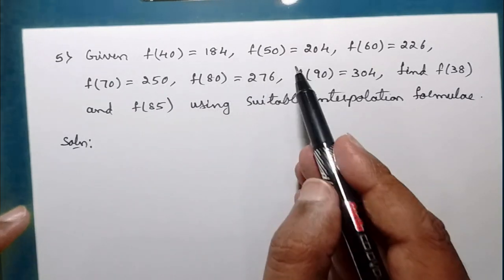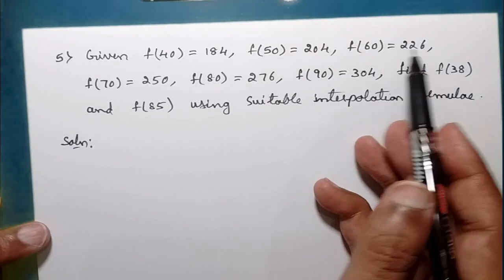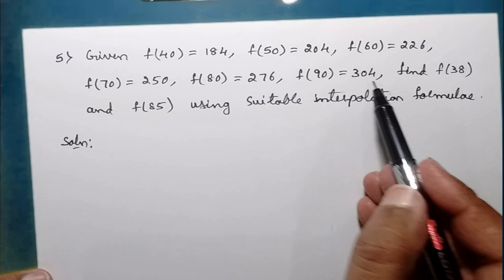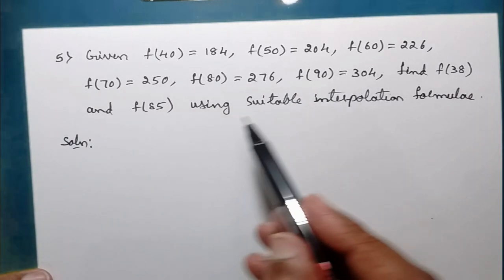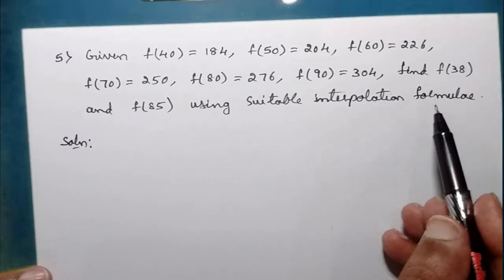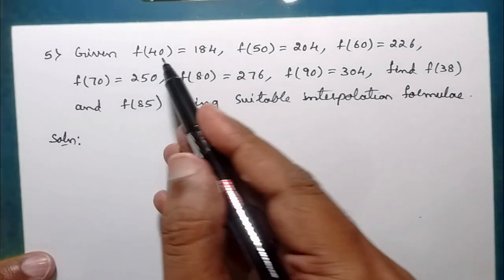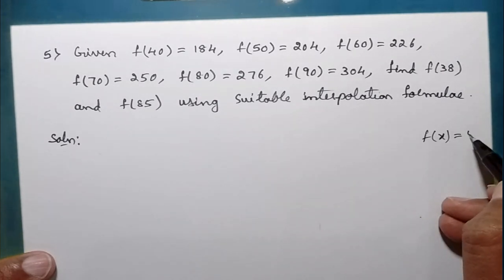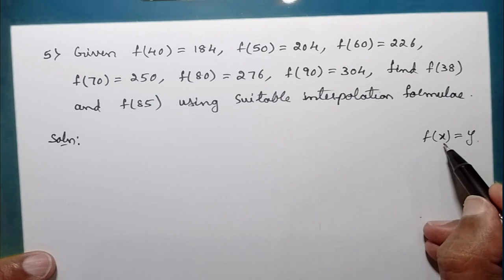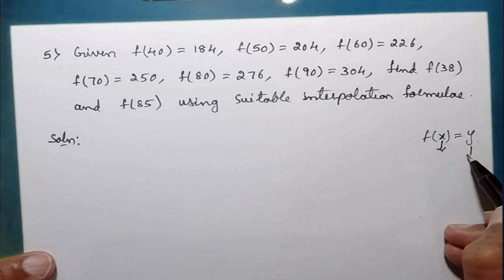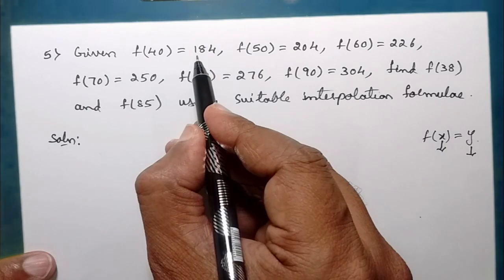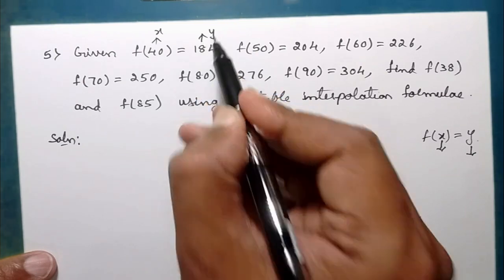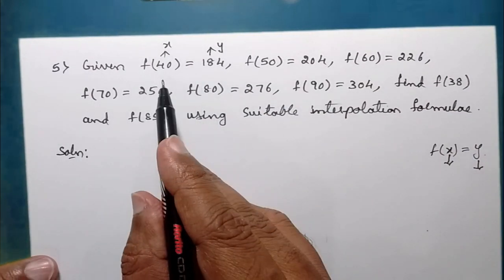Given F40 is 184, F50 is 204, F60 is 226, F70 is 250, F80 is 276, F90 is 304. Find F38 and F85 using suitable interpolation formulas. So whenever the values are given, the values will be given as f of x is equals to y. This is how the function is. F of x is equals to y, or y is equals to f of x. So this value will correspond to x. This right hand side will be your value of y. So x and y values are given.